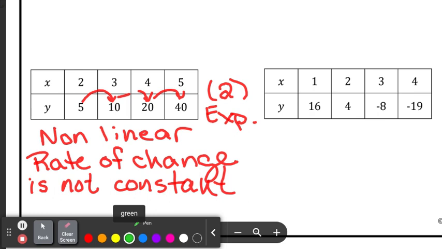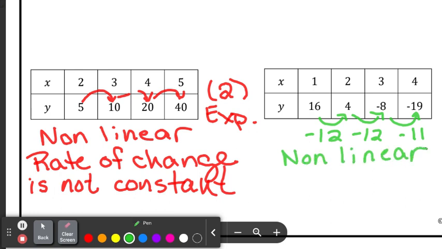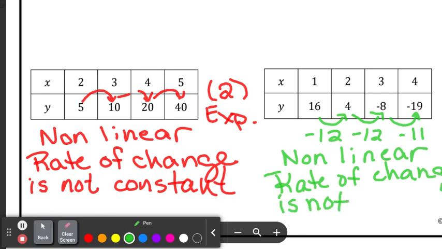Now this guy over here, the last one, that's going down by minus 12. To go from 4 to negative 8, that's a minus 12. But to go from negative 8 to negative 19, that's a minus 11. It's close, but it is not linear because the subtraction is not the same. So I'll write here, rate of change is not constant. Constant means the same.